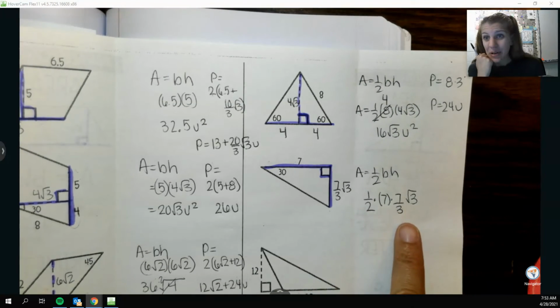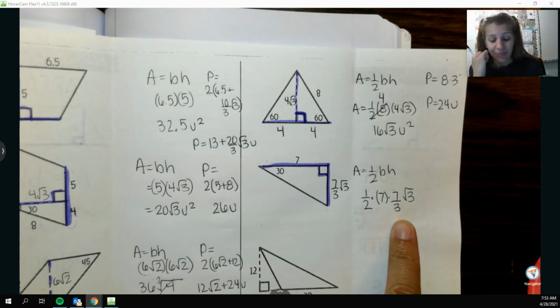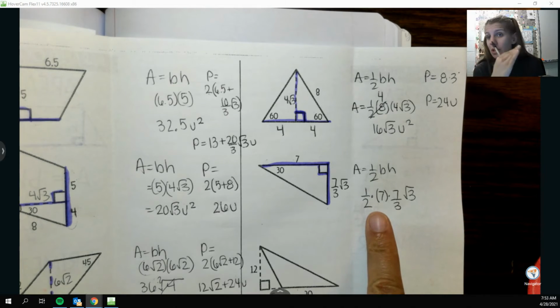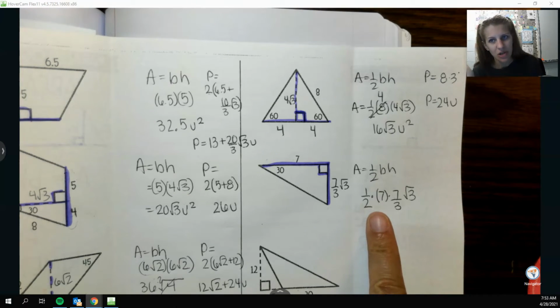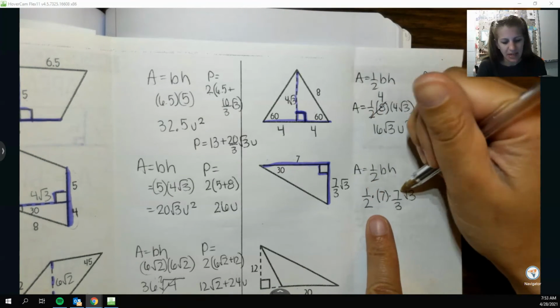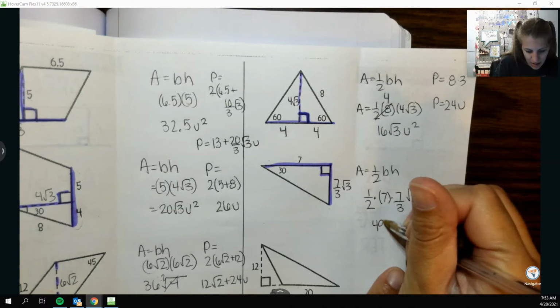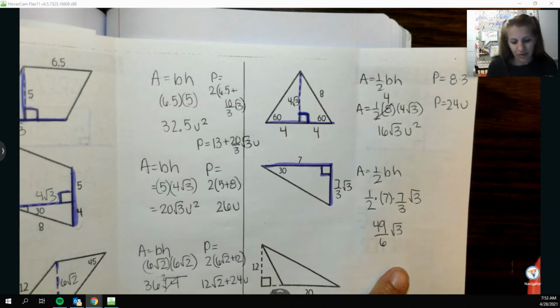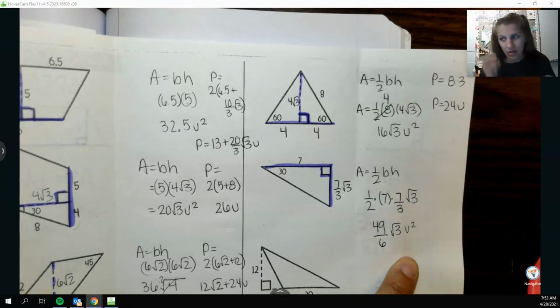And then as I go through and I multiply this, I can't take half of anything. So really I'm just going to multiply all the numerators, all the denominators. So we got 1 times 7 for 7, and then 2 times 3 on the bottom for 6. And then the root 3 at the end, units squared.